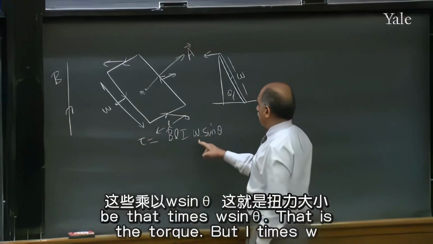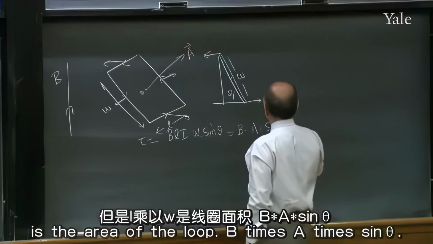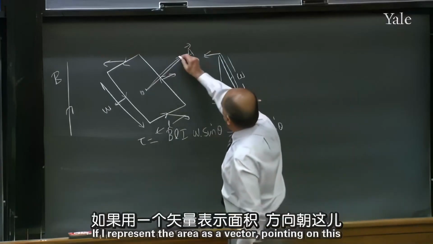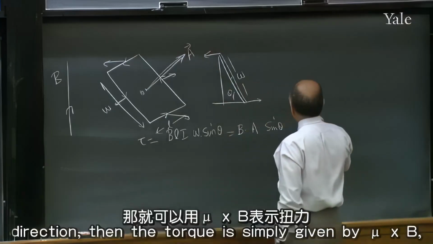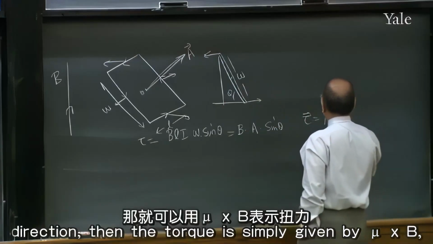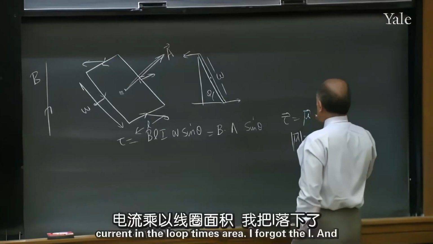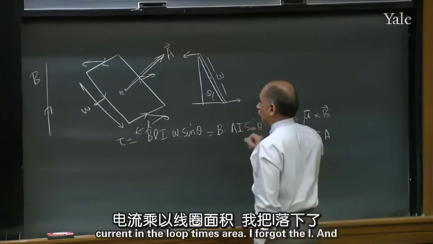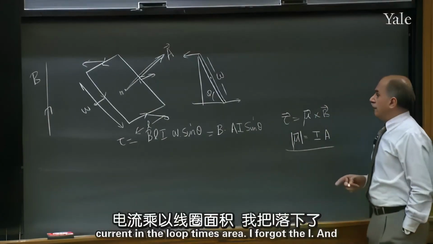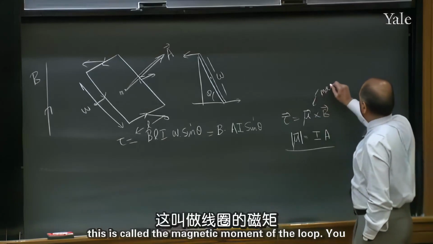But L times W is the area of the loop. So the torque is B times A times sine theta. If you represent the area as a vector pointing in this direction, then the torque is simply given by mu cross B, where mu is a vector whose magnitude is equal to the current in the loop times area. I forgot the I. And this is called the magnetic moment of the loop.